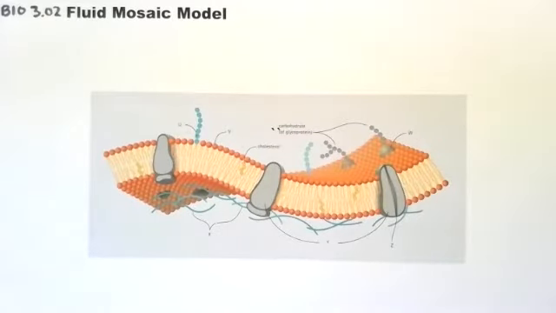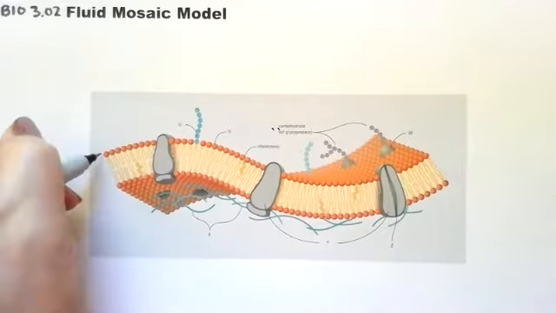Hey there, this is Biology Lesson 3.02, Fluid Mosaic Model. That's an odd sounding word. Well, where does that come from and how does that apply to the picture that's on the page? Hopefully, this looks familiar. This is what we talked about in 3.01.